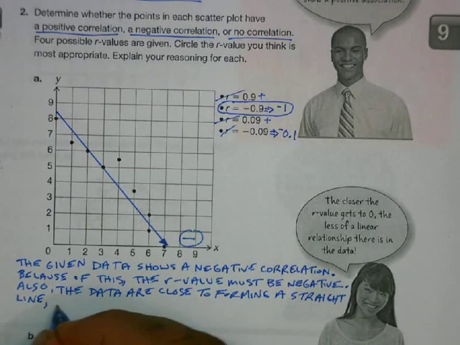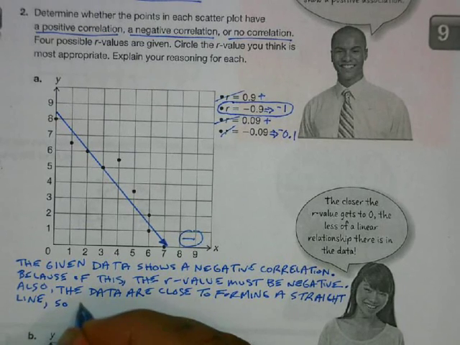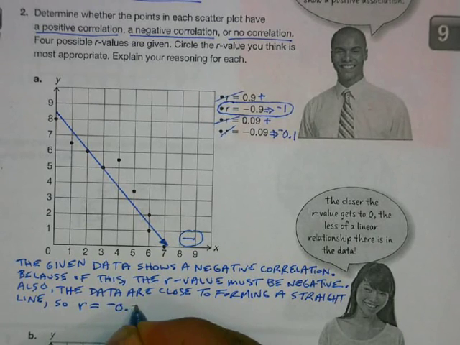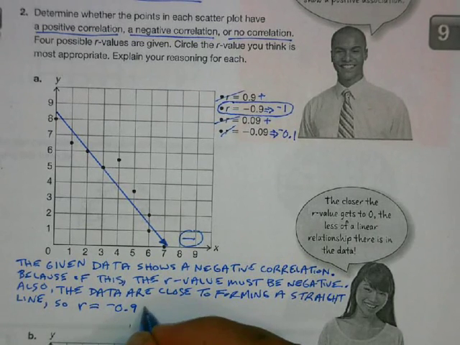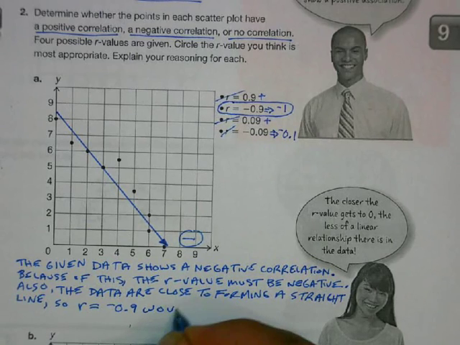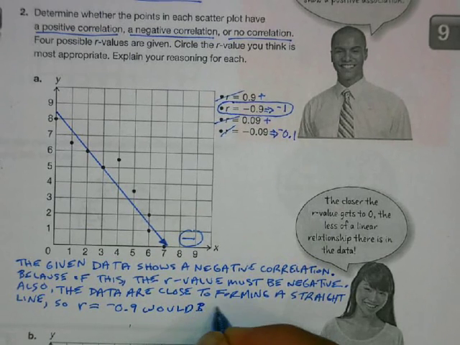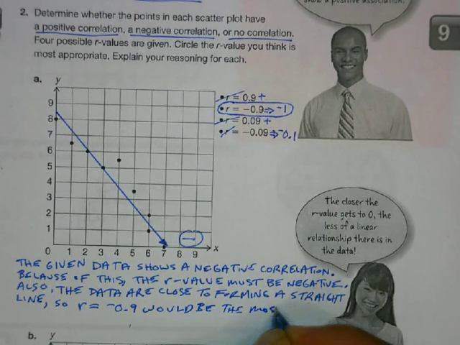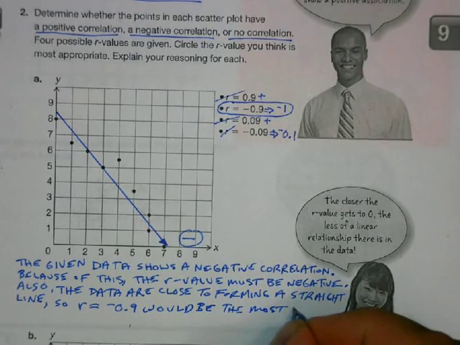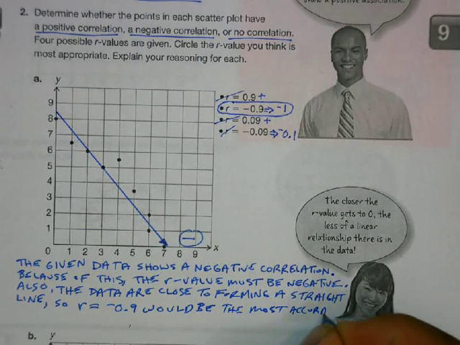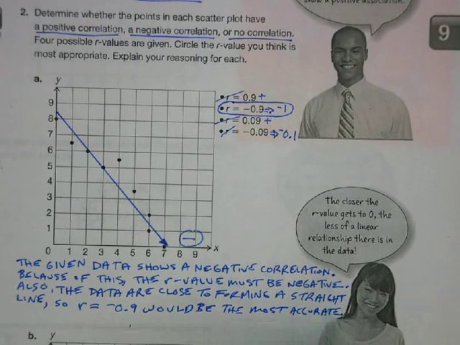Okay, let's go ahead and move along here. I just want to point out what she's saying here. The closer the R value gets to 0, the less of a linear relationship there is in the data. Just to reiterate. Good little points there.